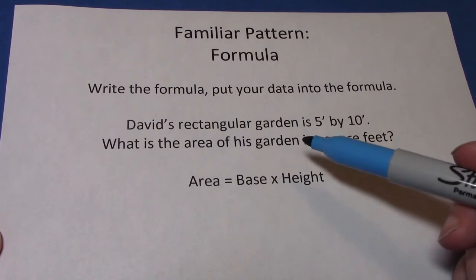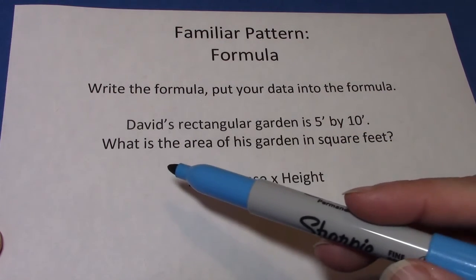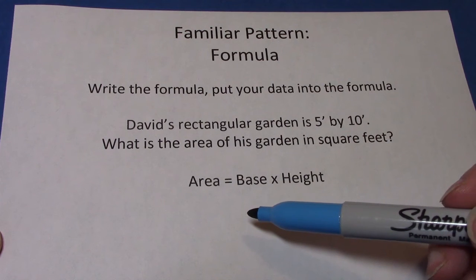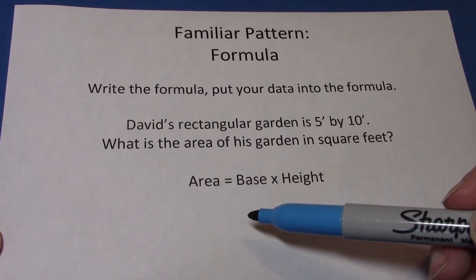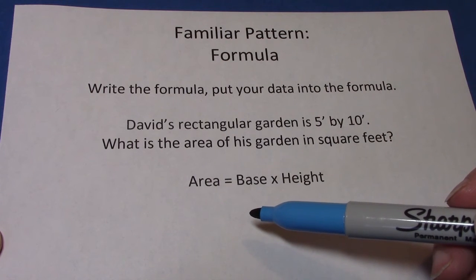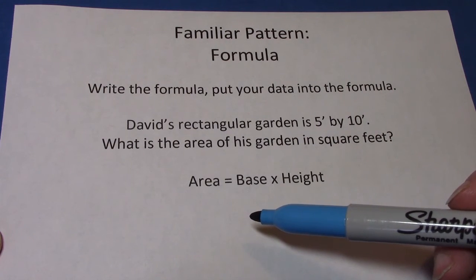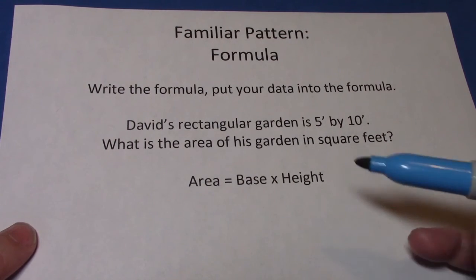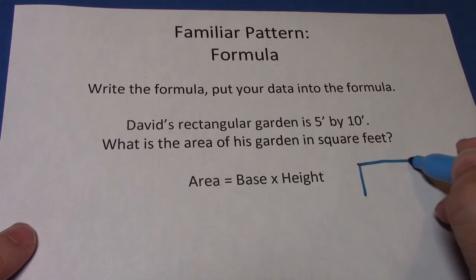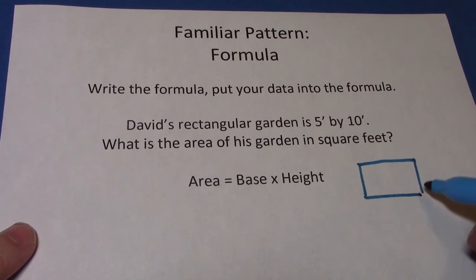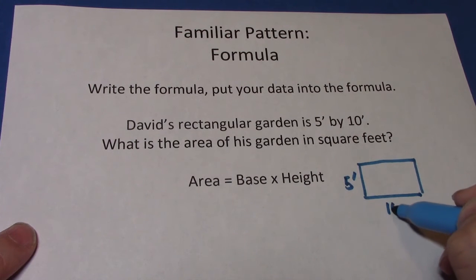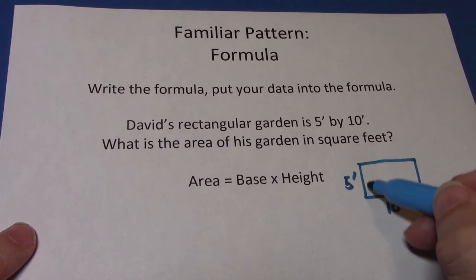David's rectangular garden is 5 feet by 10 feet. What is the area of his garden in square feet? There's a known formula for the area of a rectangle. You need to be familiar enough with the common formulas to know it, or be able to look it up if you're allowed to. It is area equals base times height. There might be a picture, or you can even draw a picture, because that often helps. So his garden is 5 feet by 10 feet. That's the base, and that's the height.